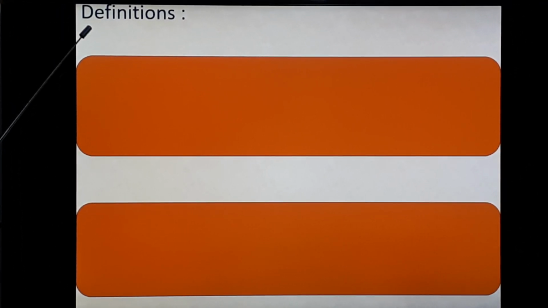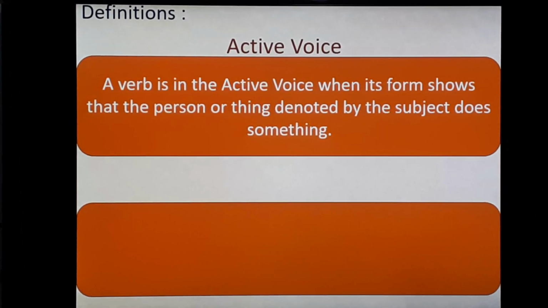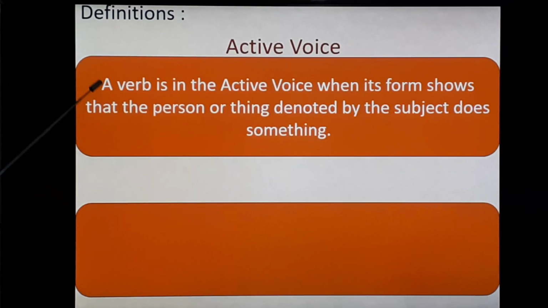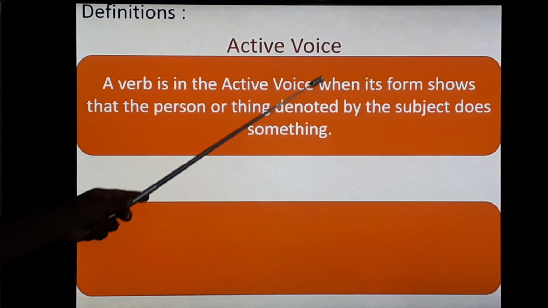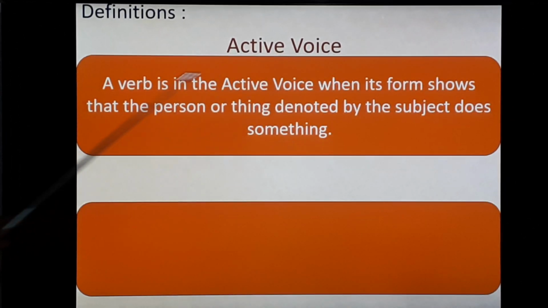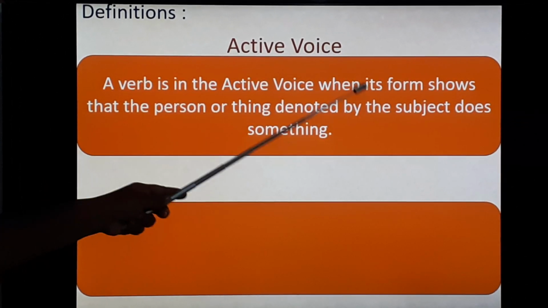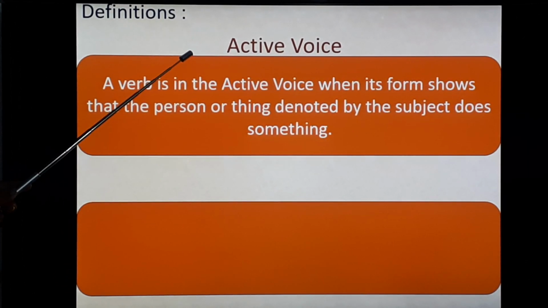Let's start with definitions. First we will see the definition of active voice. A verb is in the active voice when its form shows that the person or thing denoted by the subject does something. It means in active voice, subject is important.